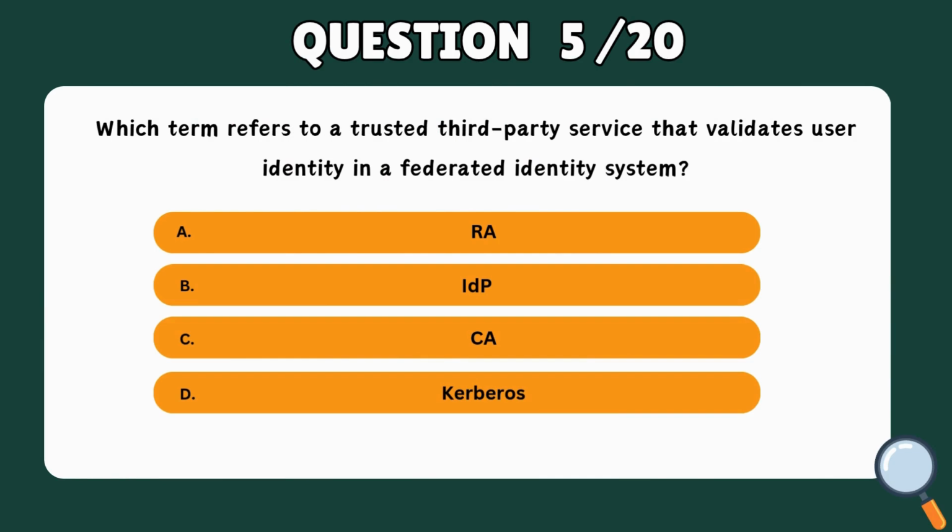Question 5. Which term refers to a trusted third-party service that validates user identity in a federated identity system? A. RA. B. IDP. C. CA. D. Kerberos. Correct answer. B. IDP.